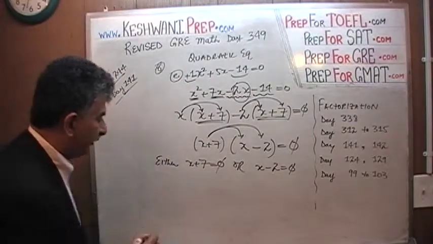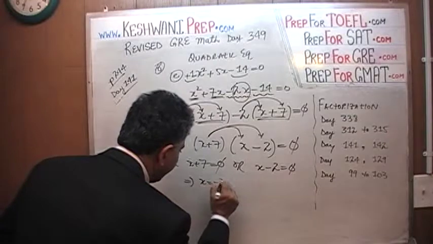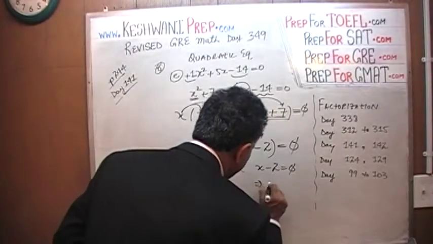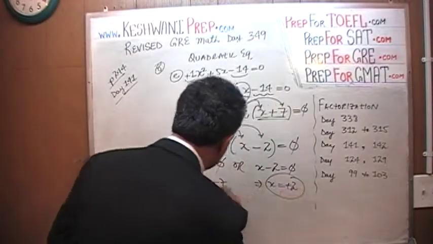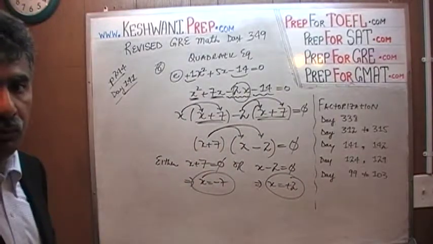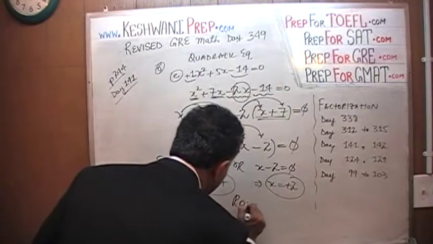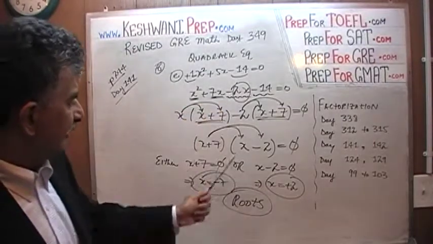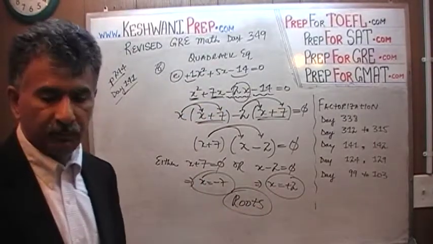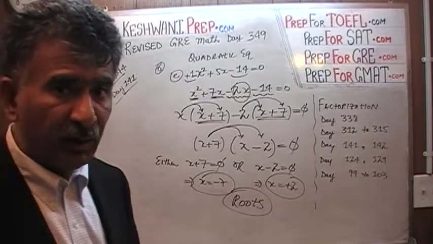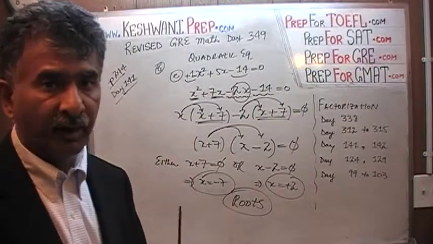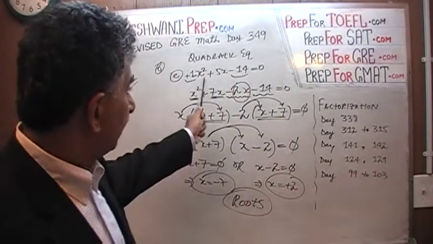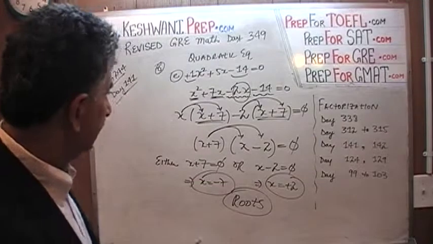If x plus 7 is equal to 0, that implies that x is equal to negative 7. On the other hand, if x minus 2 is equal to 0, that implies that x has to be positive 2. There we go. We found our two roots. These are called roots. The roots of this equation are negative 7 and positive 2. Now we're going to take a few extra seconds to make sure our roots are correct, by plugging them back into the equation and seeing if they work. Shall we? Let's do it.